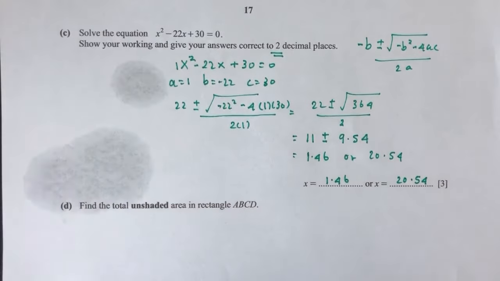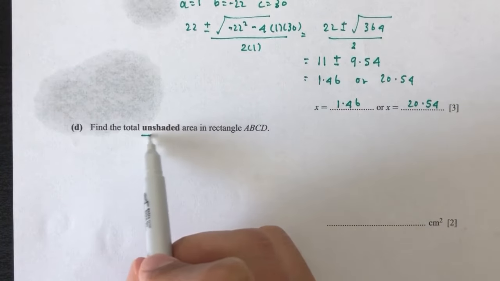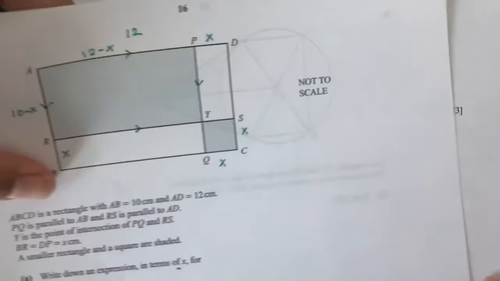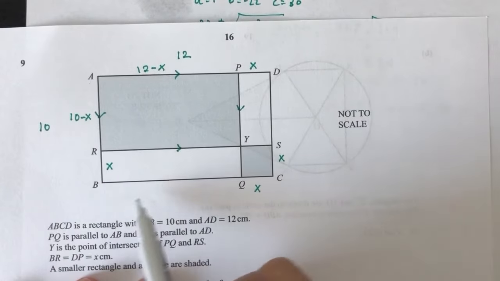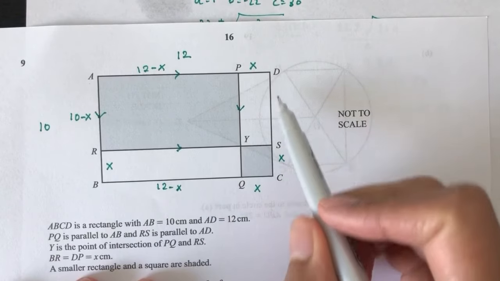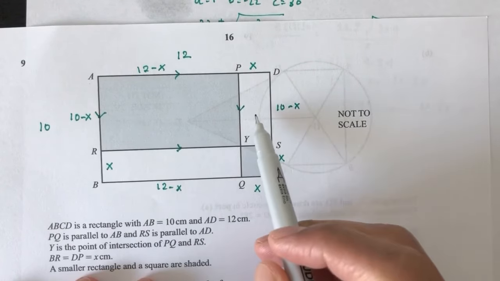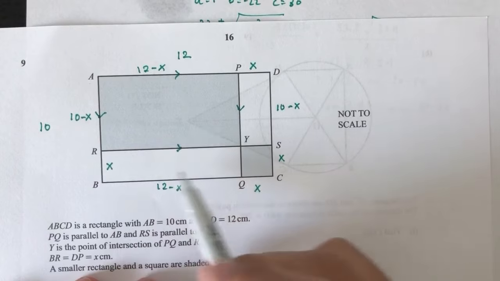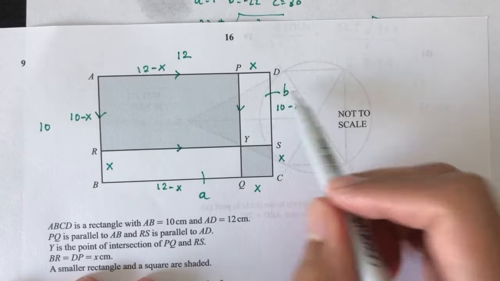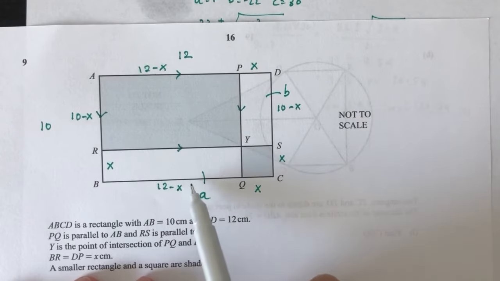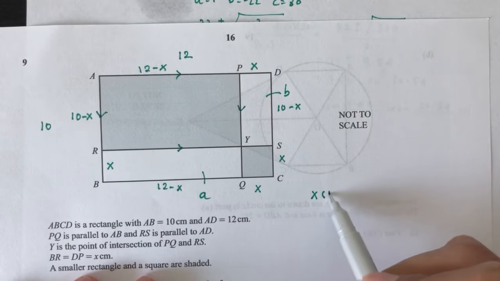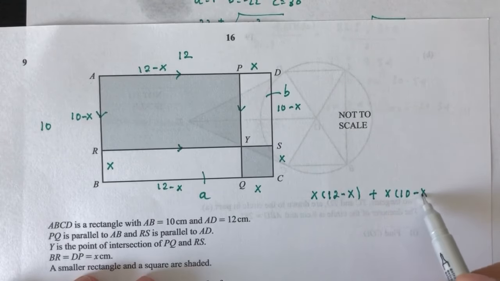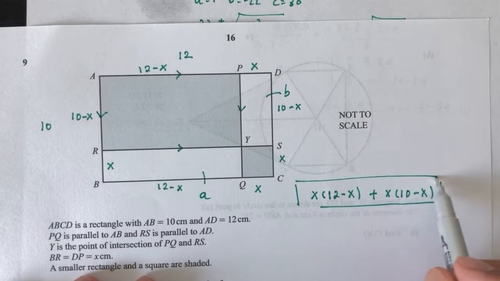That is part C. Now the next part: find the total unshaded area in the rectangle ABCD. So let's find that. As you can see in the drawing here, this is x, this is 12 minus x, and this is x, this is 10 minus x. So what is the area of the unshaded region? From what you can see, we can find it one by one. Let's call this one A, call this one B. So if this is A, the area will be x times 12 minus x, plus B, it will be x times 10 minus x. So we have to use this equation to find the area of the region.